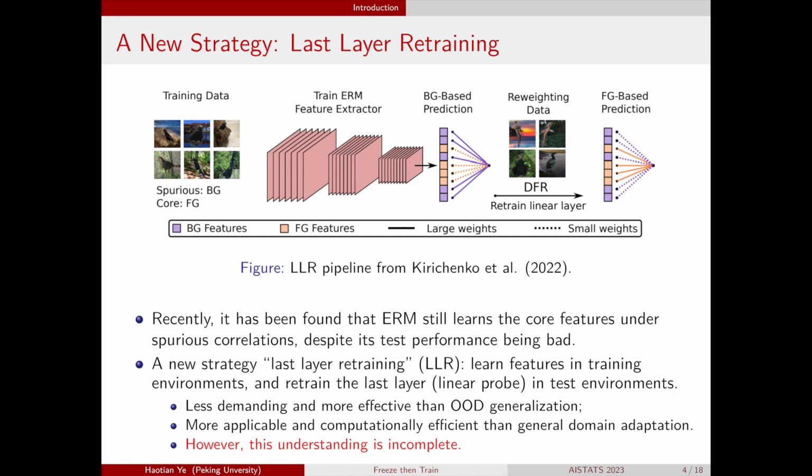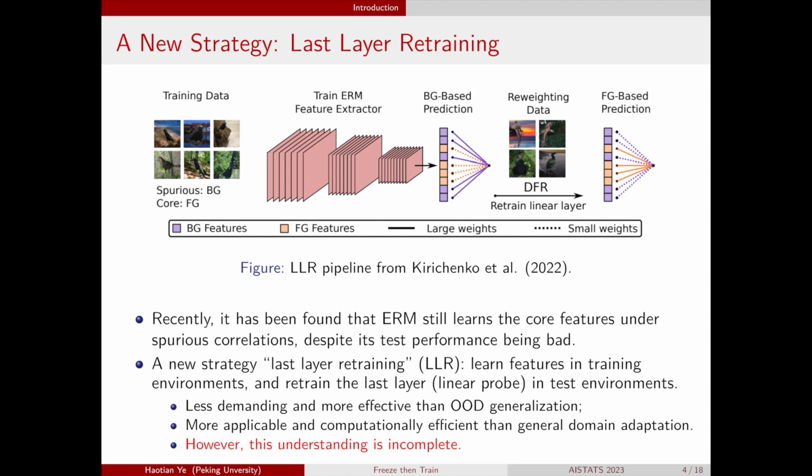Recently, it has been shown that ERM still learns the core features under spurious correlations despite its test performance being bad. What it means, as you can see in this figure, is that if you learn the model using ERM on the training environments, and then you retrain the last layer to reweight different features on the test environments, you can still perform well. This actually opens a new and promising strategy called last layer retraining, abbreviated as LLR. The pipeline of this strategy is as follows. First, you learn the features in the training environments, and then in the test environment, you retrain the last layer, which is actually a linear probe, so that you hope this model can perform well in this test environment.